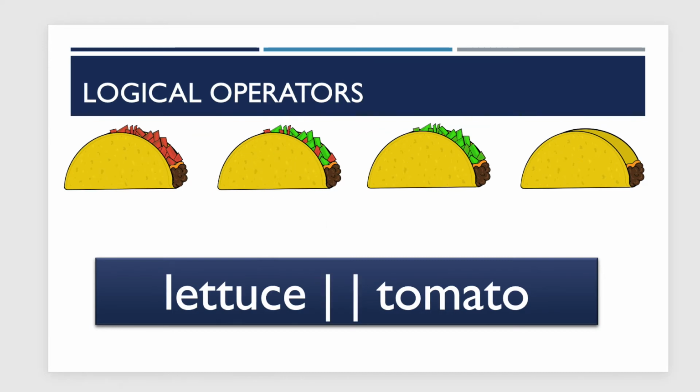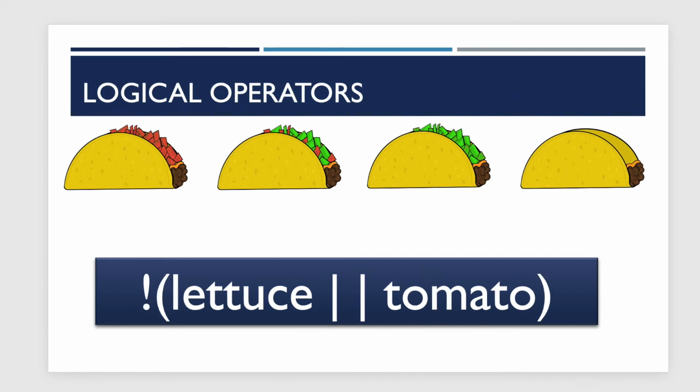Now let's try that with our OR operator. Suppose we wanted lettuce or tomato on our taco. Which of the tacos would meet this criteria? Almost all of the tacos. The only taco that was false in this case was the taco that didn't have any lettuce or tomato. This taco had tomato, this taco had lettuce, this taco had lettuce and tomato, so these 3 tacos meet this criteria.